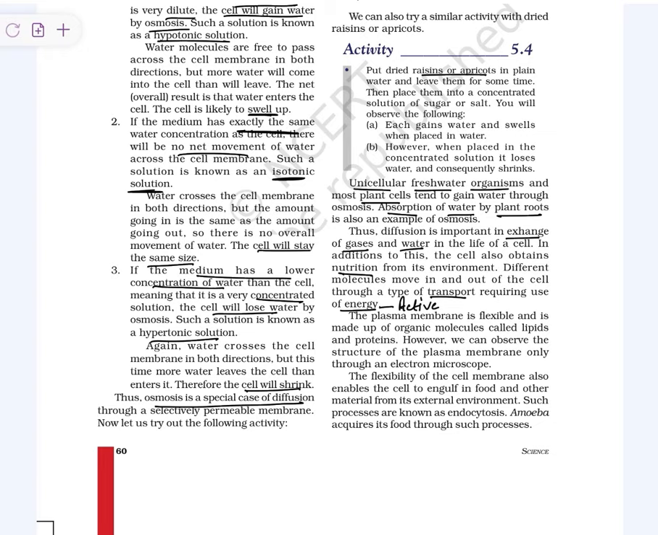Now they are given some more points about the plasma membrane, that it is flexible and is made up of organic molecules called lipids and proteins.